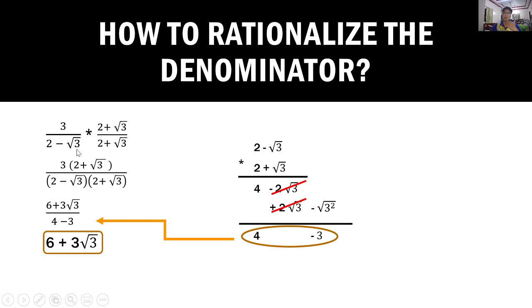If we rationalize the denominator of the given, 3 over 2 minus square root of 3, ang sagot ito: 6 plus 3 square root of 3. Again, mukhang magkaiba yung given, mukhang magkaiba yung naging sagot, pero iisa yung value niya. Okay? So I'm hoping you're learning something here.